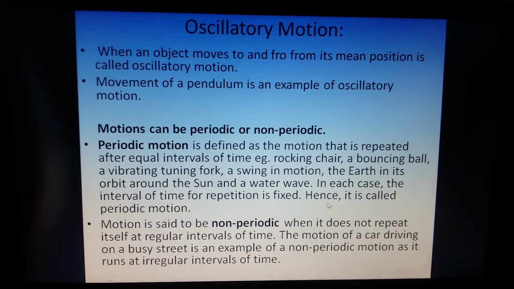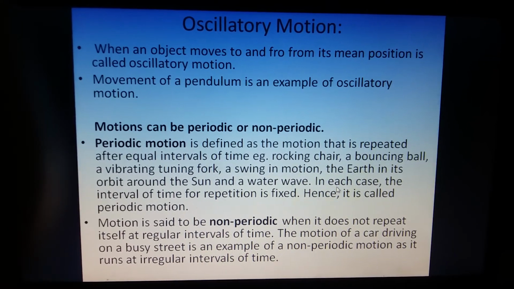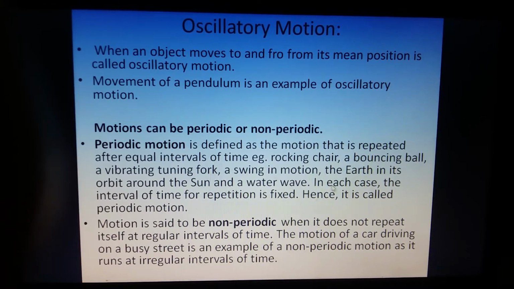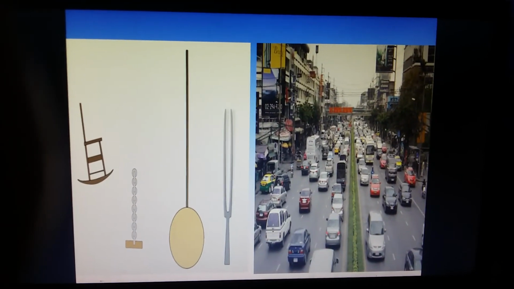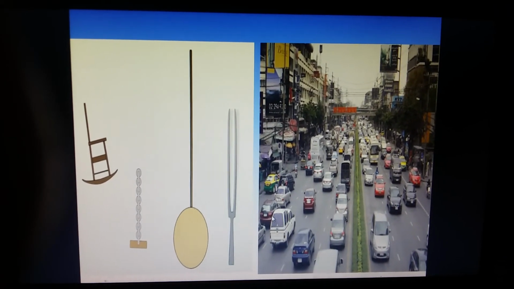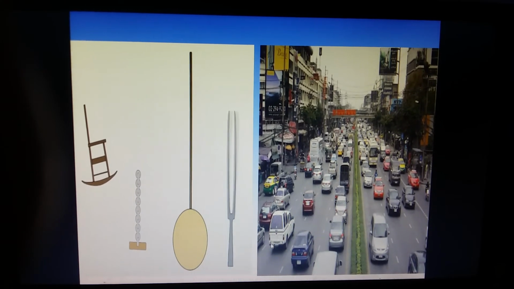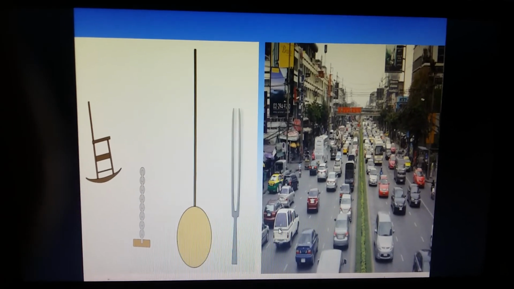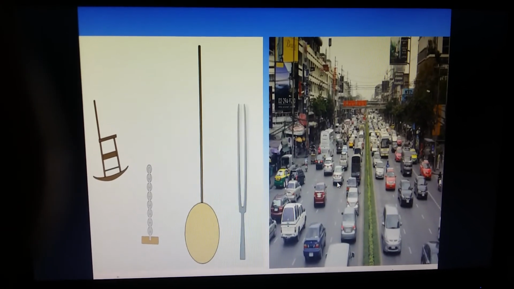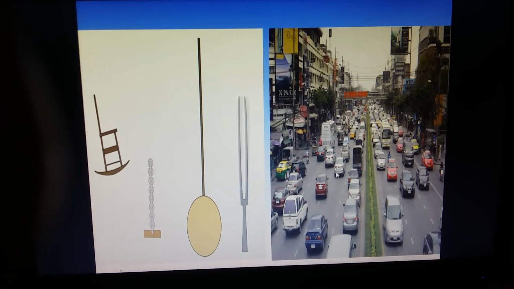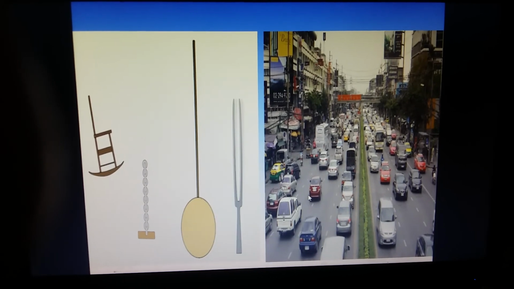Now what is non-periodic motion? When the motion doesn't repeat itself at regular interval. For example, this moving car, it is not fixed that they will come again and will repeat the motion after a fixed interval. Their motion can be random. So this is an example. The moving car over a road is an example of non-periodic motion.